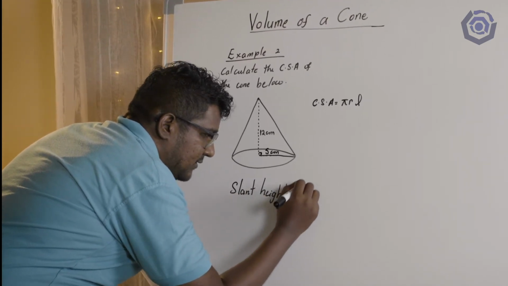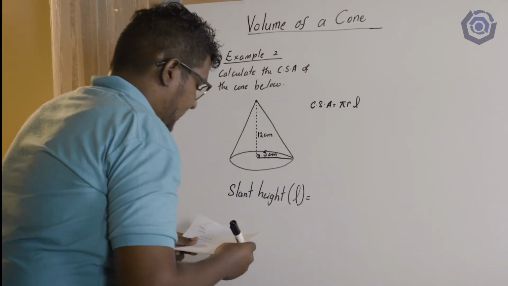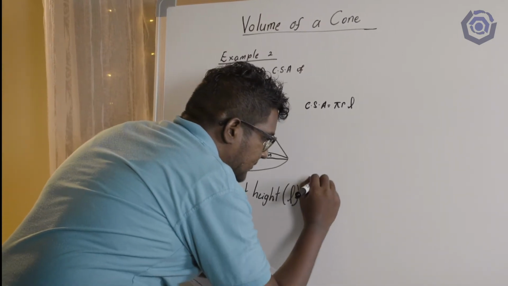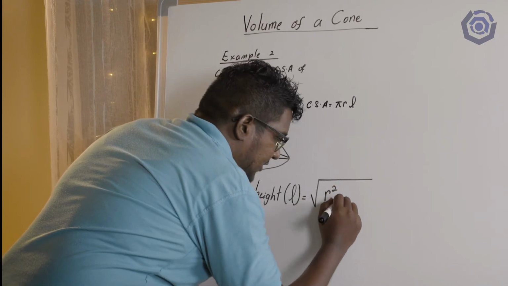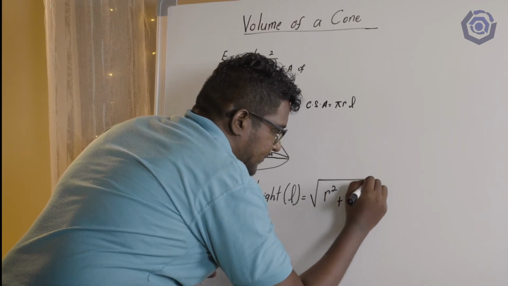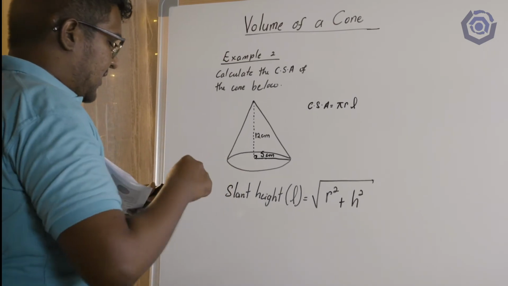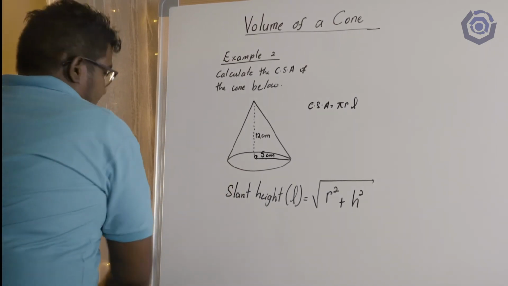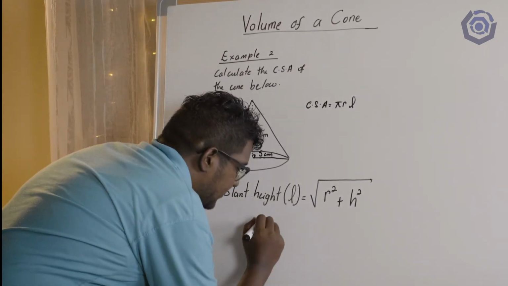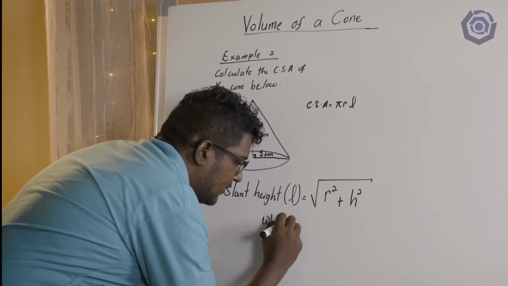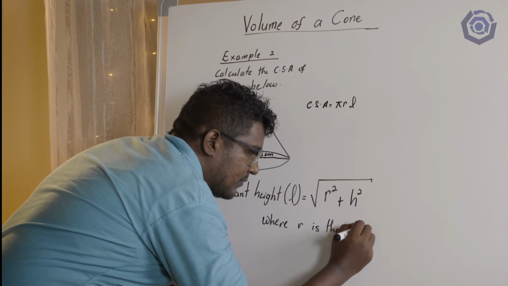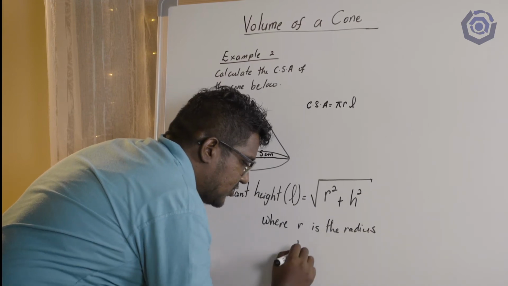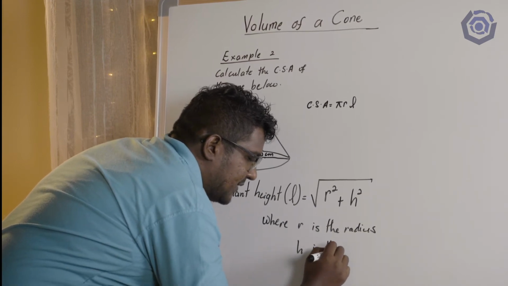So that formula, we say L is equal to the square root of r squared plus h squared. So this is a new formula now for slant height, and you know that r is the radius and h is the perpendicular height.